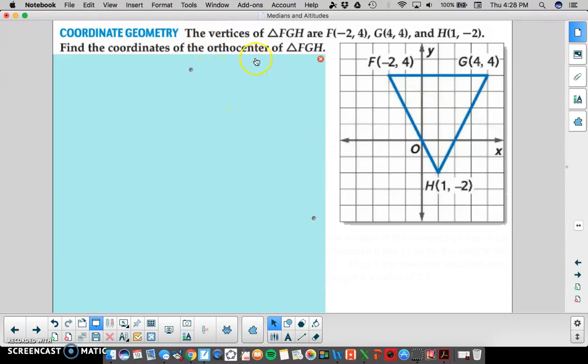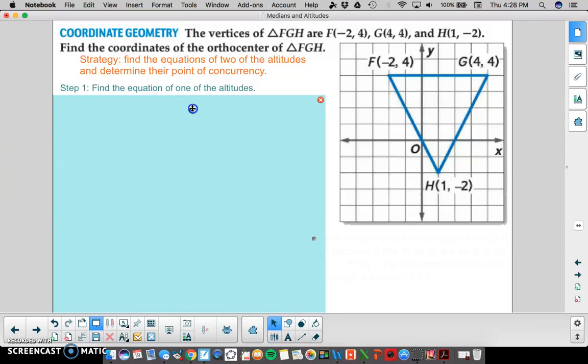In this example, we're going to use coordinate geometry to actually find the location of the orthocenter using triangle FGH. To locate the orthocenter, I need to locate the altitudes of the triangle and then find the point of intersection of those altitudes. So my strategy here is to find the equations of two of the altitudes and determine their point of concurrency. So first, step one, find the equation of one of the altitudes.